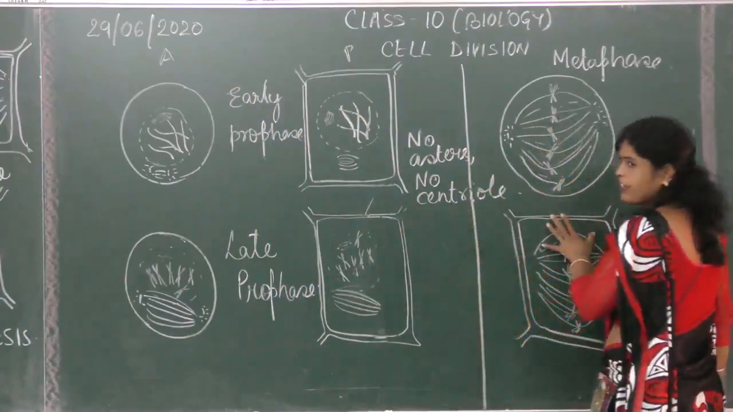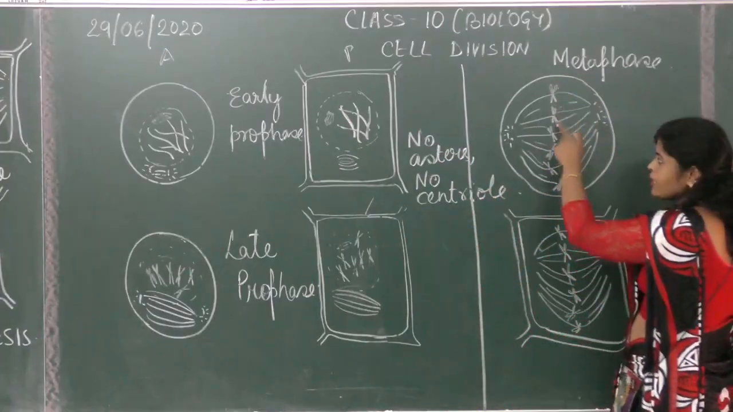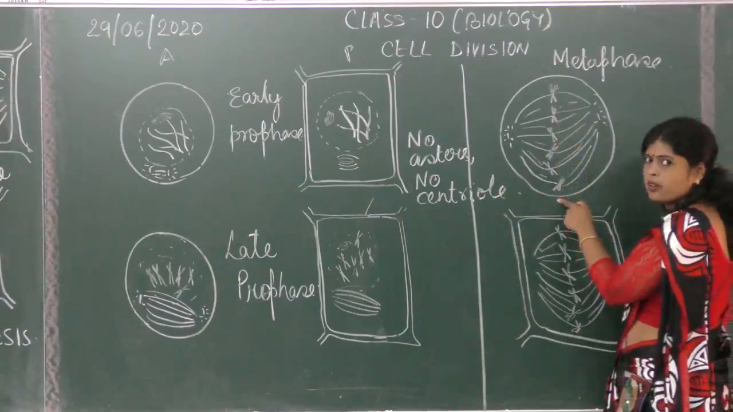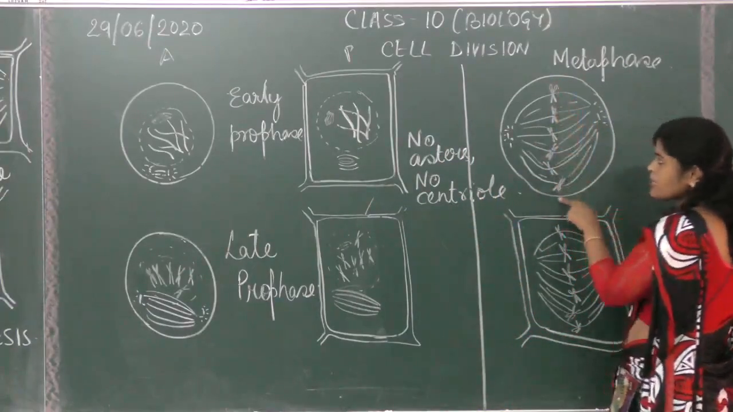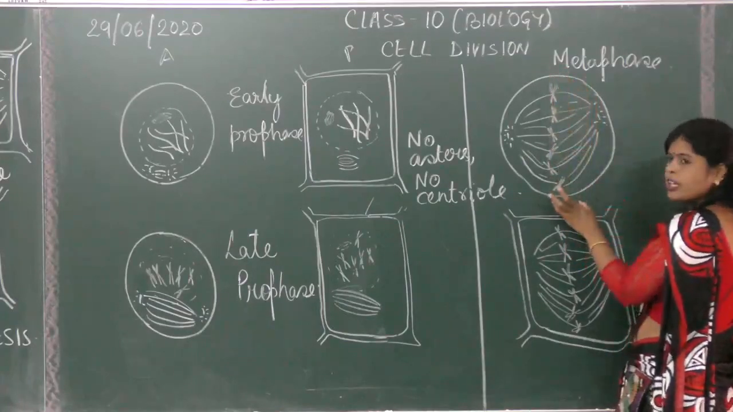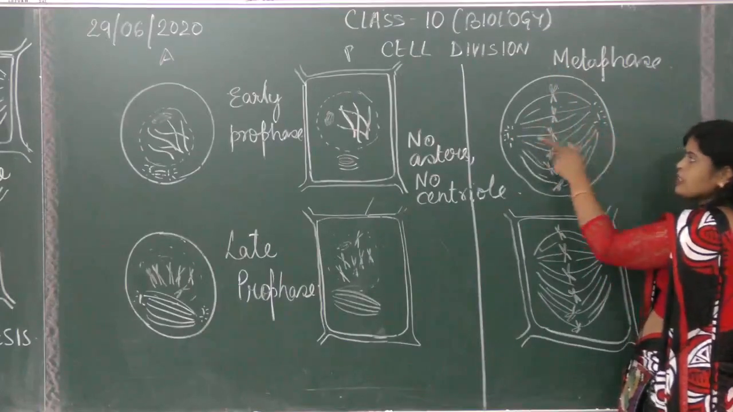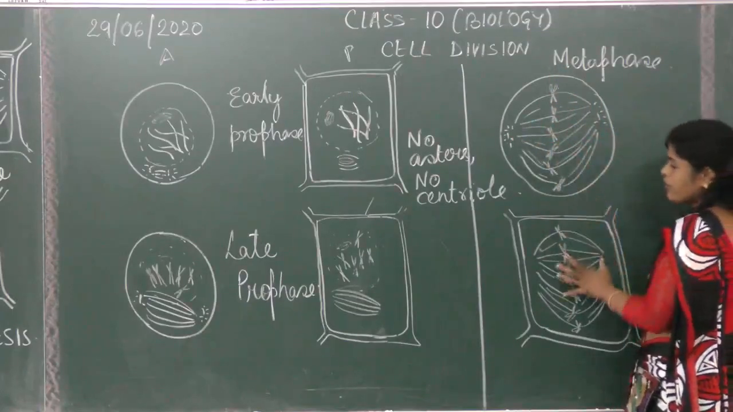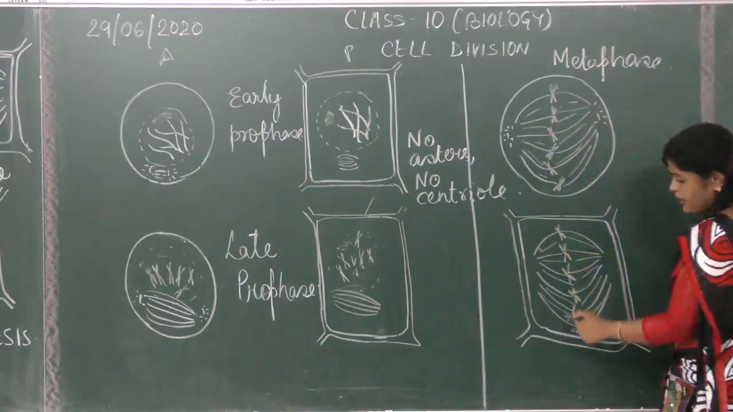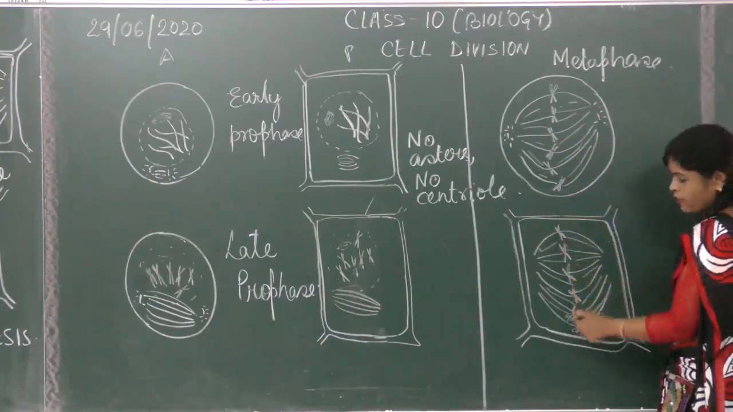Now we come to metaphase. Metaphase, you remember, all the chromosomes arrange themselves on the equatorial plane. The chromosomes are duplicated, arranged on the equatorial plane. The centrioles are on the opposite poles and the spindles well formed. Is it all right?